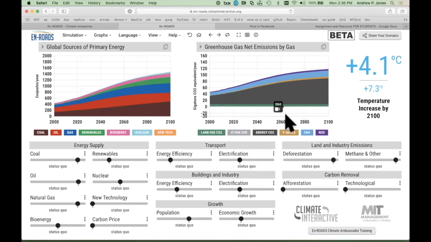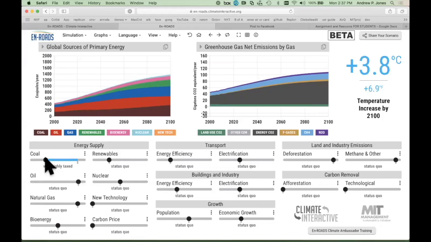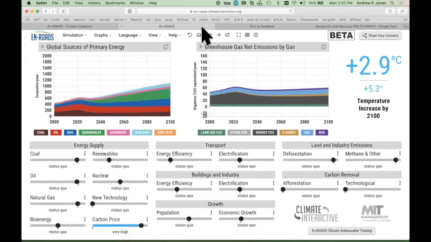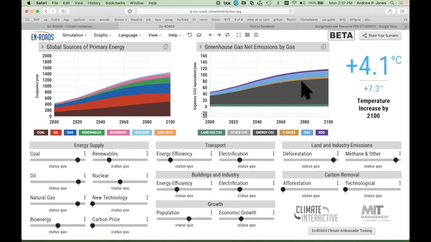Land use is in green. So if you change deforestation, you see it shrinks. See that green area? And it actually goes negative. See that? It changes those. On top of it is the black area, which is energy CO2: coal, oil, and gas. So if you keep coal in the ground, it goes down. You keep oil in the ground, it goes down. You have a big old carbon price, it goes down a lot, actually, you can see there. That's what shrinks that middle area.